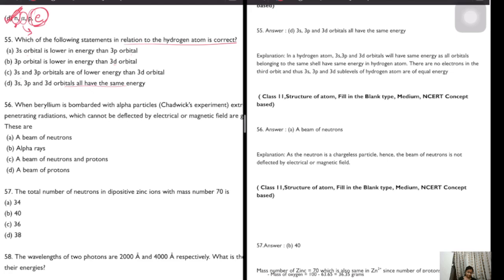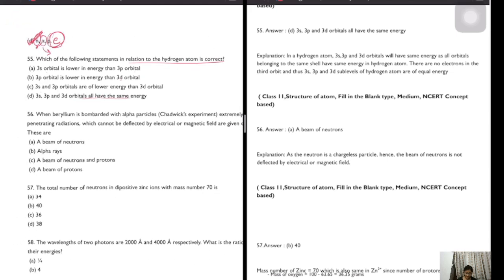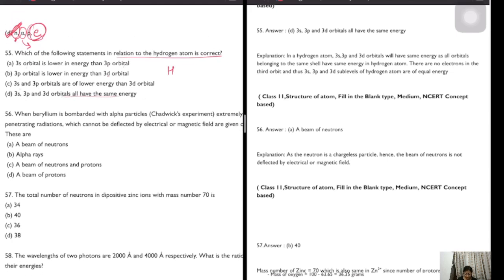Which option is right? Let's see first the explanation. What is hydrogen atom? This is 1s1. Some of you might be wondering why it has 3s orbitals or 3p or 3d. It will have all the orbitals, it's just that they are not filled. Hydrogen is 1s1, right? Hydrogen atom we are talking about. So that is why they will have all the higher shells.